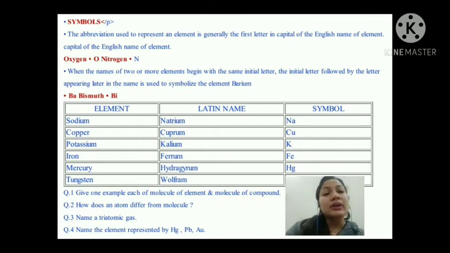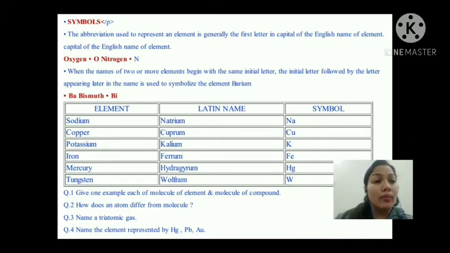Let's talk about one more thing. You might ask, ma'am, in sodium the spelling is S-o-d-i-u-m, so why is the symbol Na? This question comes to everybody's mind. The same goes for copper: why is the symbol Cu? Potassium symbol is K, iron symbol is Fe, mercury symbol is Hg, and tungsten is W. So why are these symbols different from their words? The answer is that their symbols were taken from the Latin name.